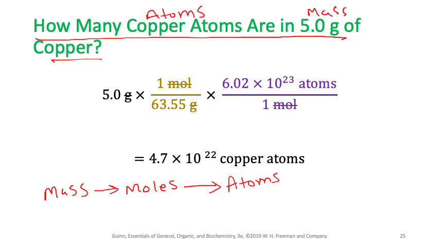So we have to use these three, or this path goes from mass to moles to atoms. So let's see how mass and moles are related. I know by definition 1 mole of anything is equal to the molar mass of that thing. So if I say 1 mole of copper, how many grams of copper? 63.55. If you go to the periodic table, it gives you 63.55, right?